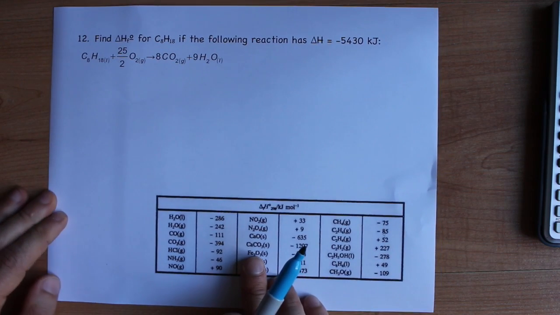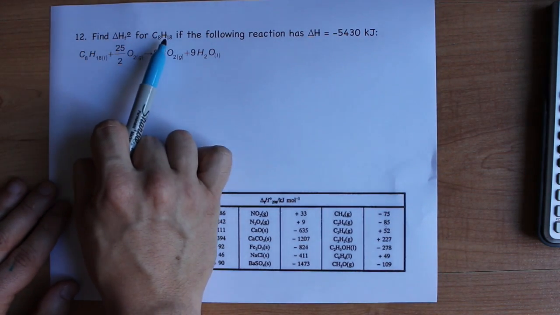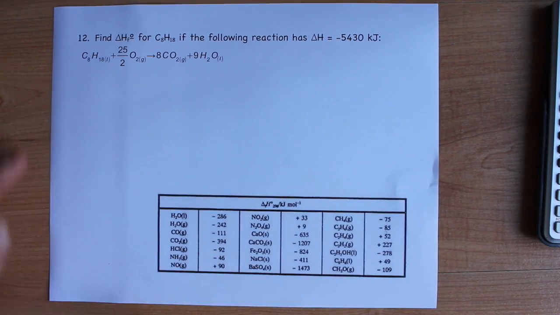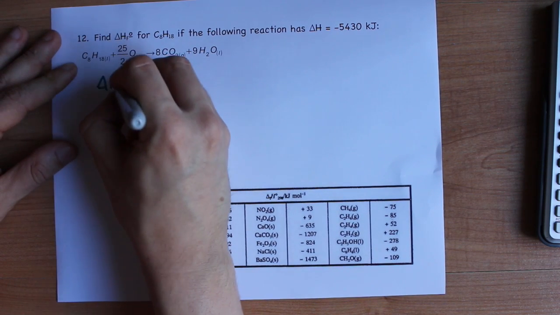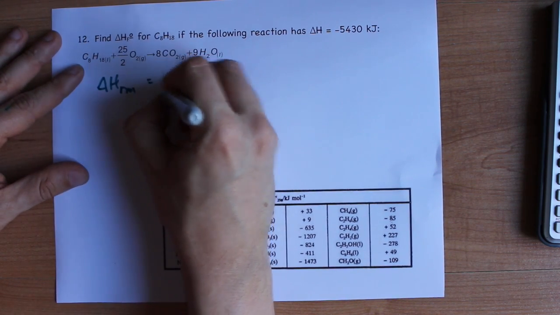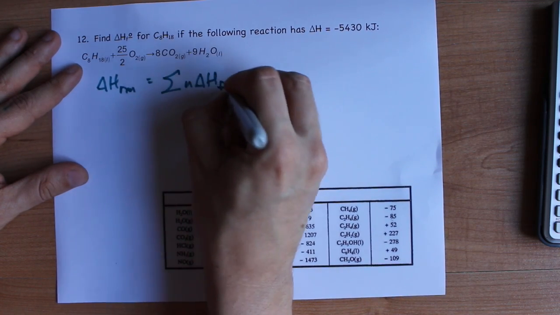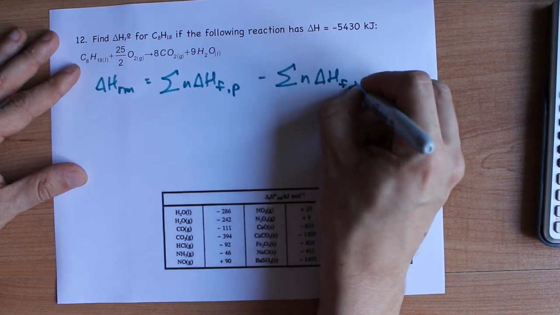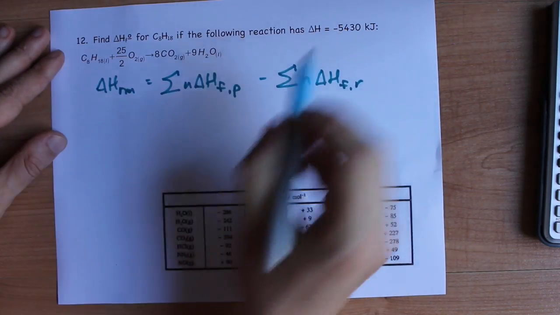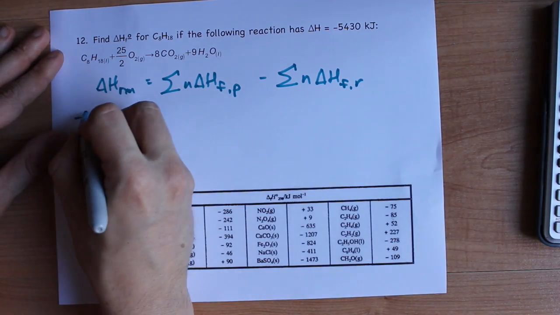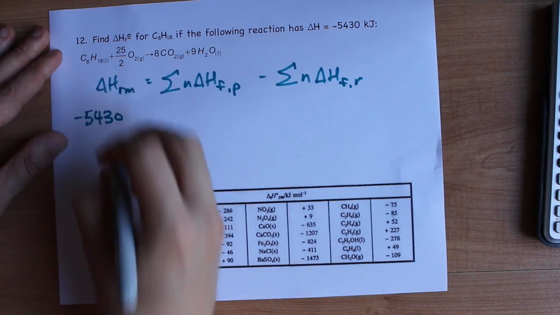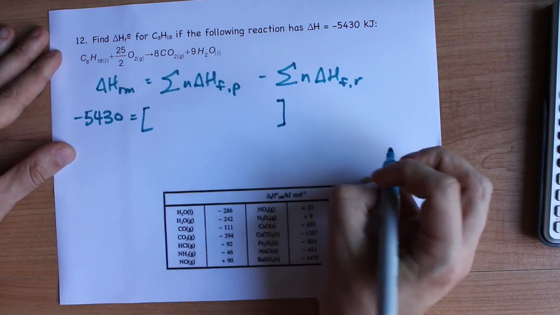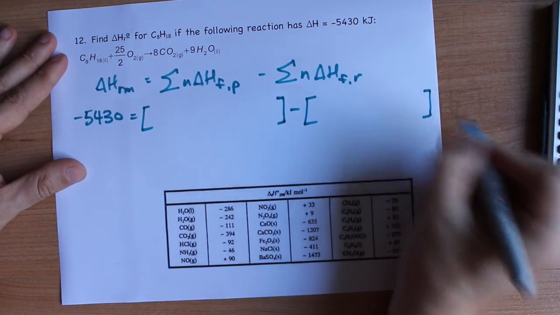Question 12 is here. Find delta HF for C8H18, which is not in the chart if they give you this delta H. Well, don't worry, because delta H for their reaction is the sum of all the delta HFs of the products minus the sum of all the delta HFs of the reactants. But here, I'm given delta H for the reaction. That's negative 5430. Now, I'm going to use my bracket notation again because it'll be useful. There's my products, there's my reactants.